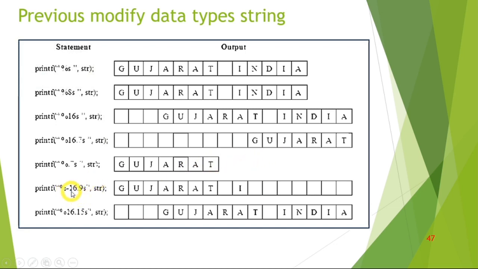Now say %26.9s. So only Gujarat will come, then space will come. It is given 9s. Okay, so here again printf %26.15s. So Gujarat India whole comes, but here it leaves the space for the number of the control string.